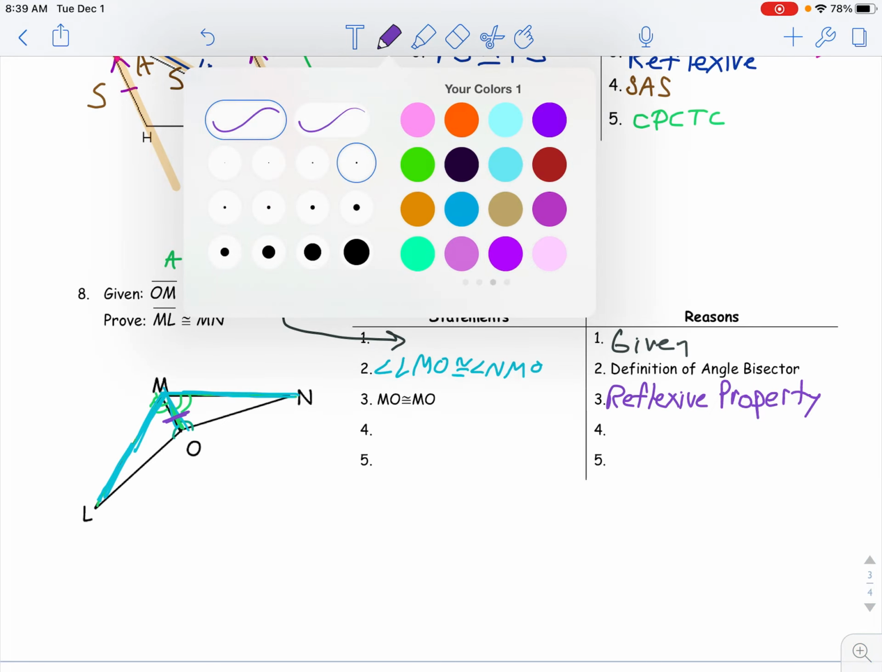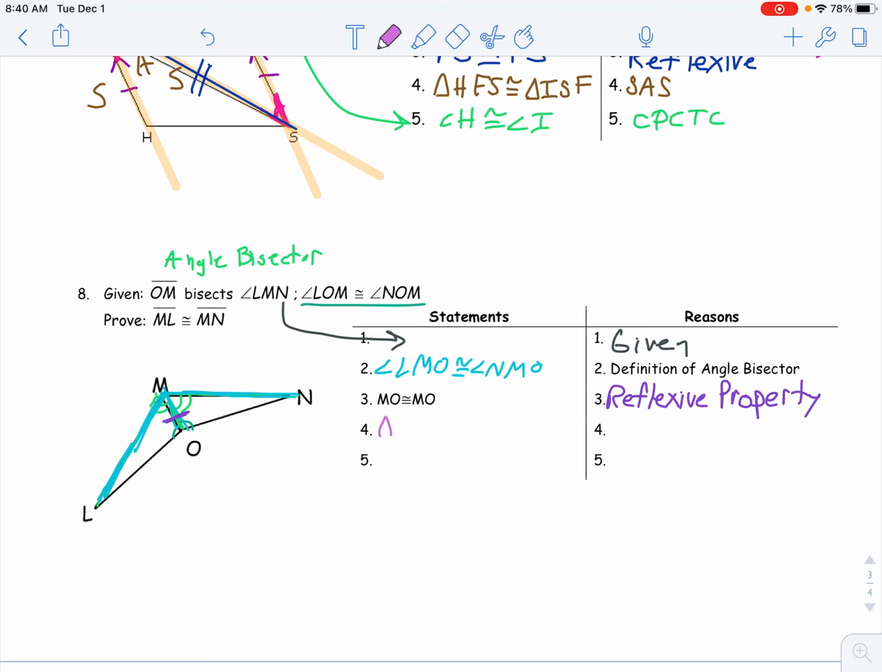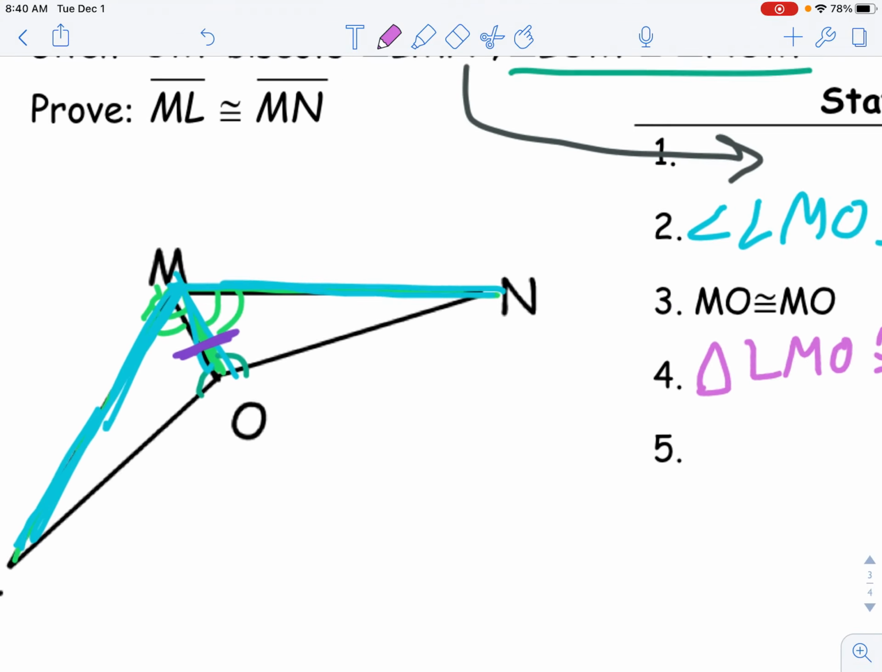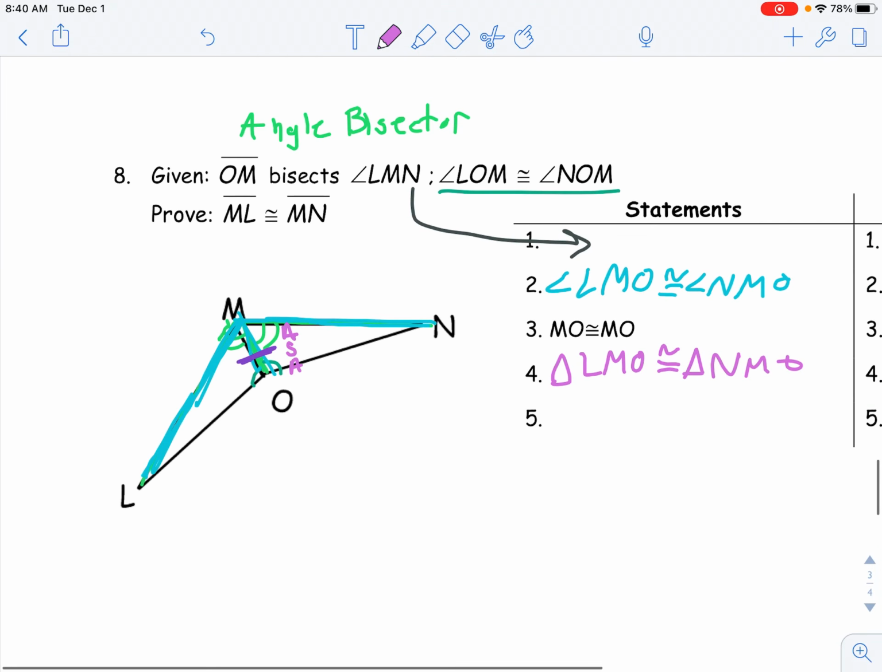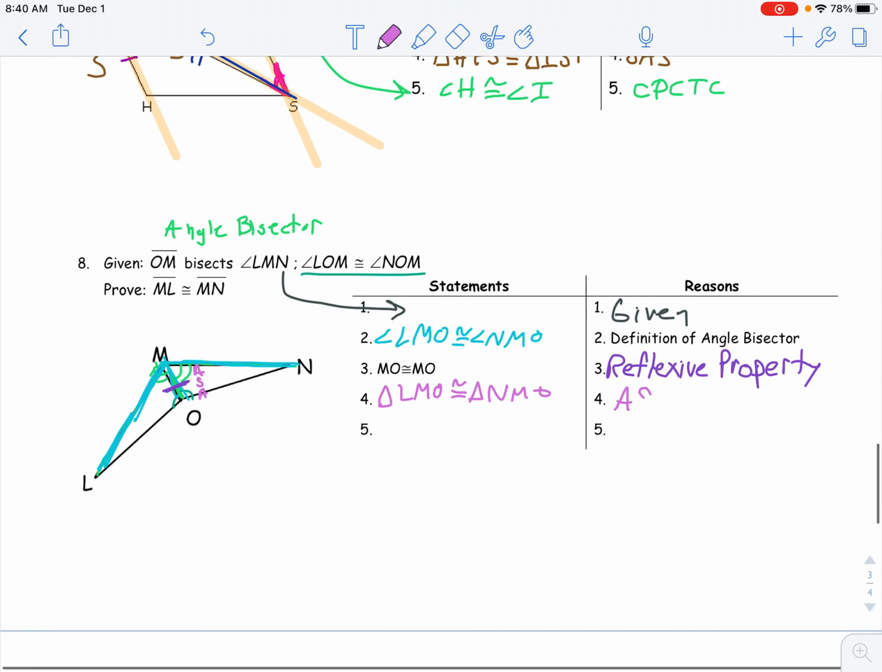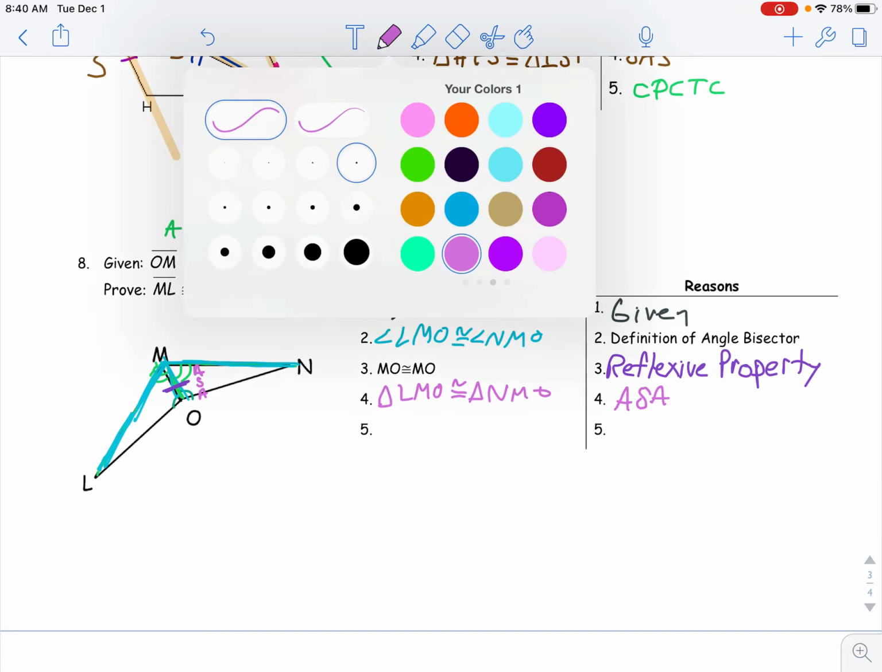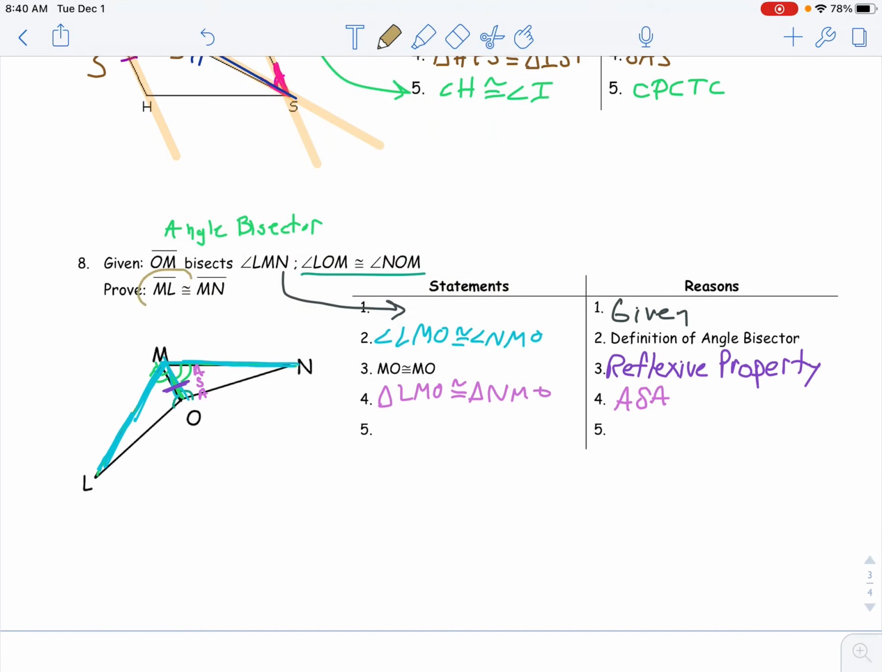Now I can say that the two triangles are congruent. Triangle LMO is congruent to triangle NMO. But why? I have an angle, a side, an angle. Angle, side, angle. The last step and reason of these guided notes always end with what we're trying to prove. ML is congruent to MN. Why? Corresponding parts of congruent triangles are congruent, CPCTC.